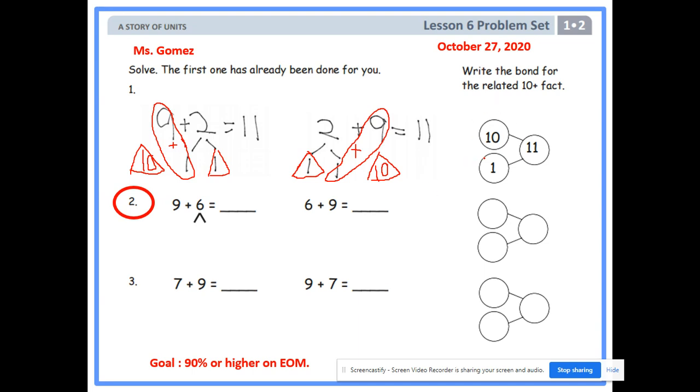And if you can see here, it's asking you to write the bond for the related 10 plus fact, which they already did. And the related 10 plus fact, if you haven't noticed, is just the parts that are in our triangles. So if you can see 10 and 1, 1 and 10. So your parts are 10 and 1, and your whole number is 11, which is your answer.